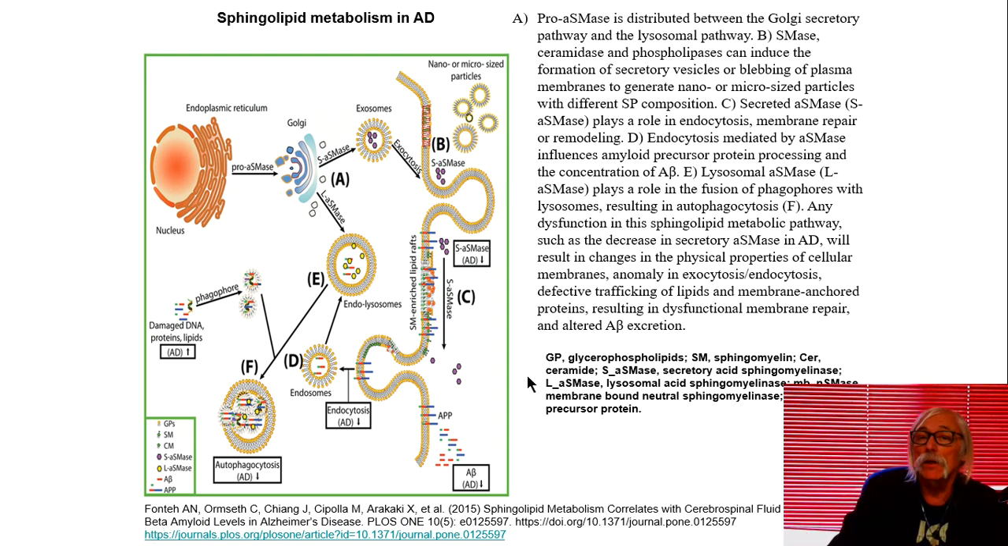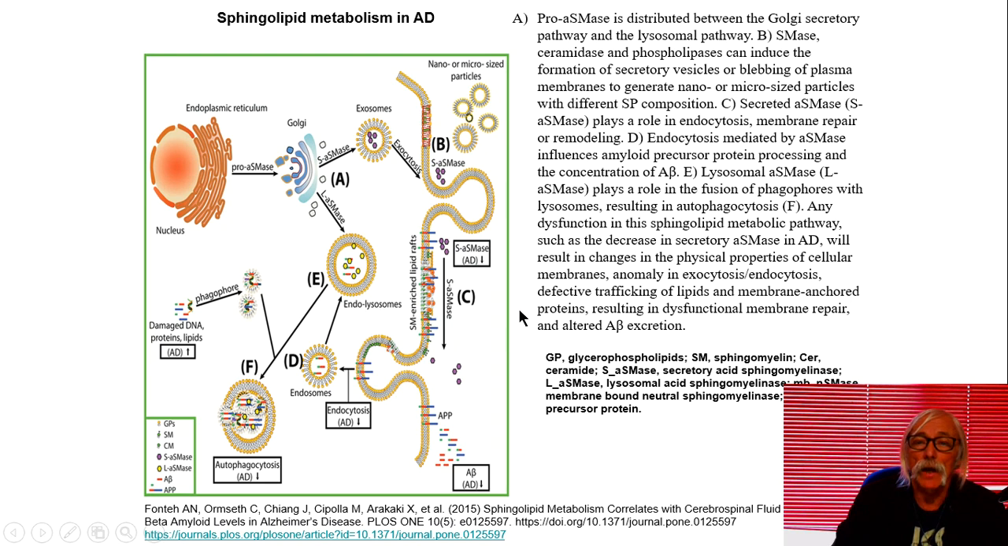This is Alzheimer's disease. So you get this endocytosis. The letter E then shows you lysosomal acid sphingomyelinase, the L, plays a role in the fusion of phagophores with lysosomes. I talked about this a couple of lectures ago, resulting in autophagocytosis. Any dysfunction in that pathway, such as a decrease in secretory acid sphingomyelinase in AD, will result in changes in physical properties of the cell membrane.